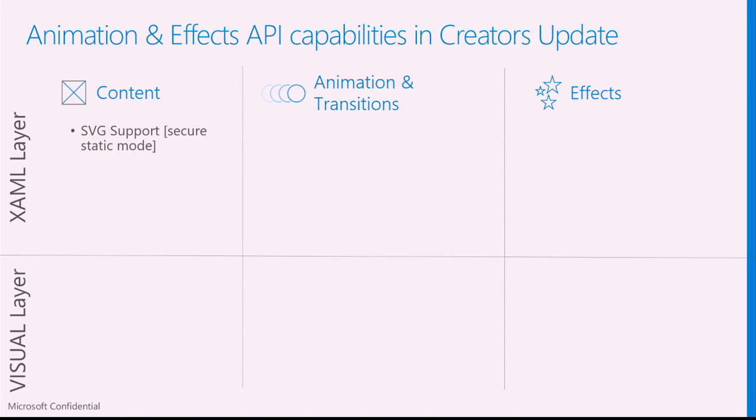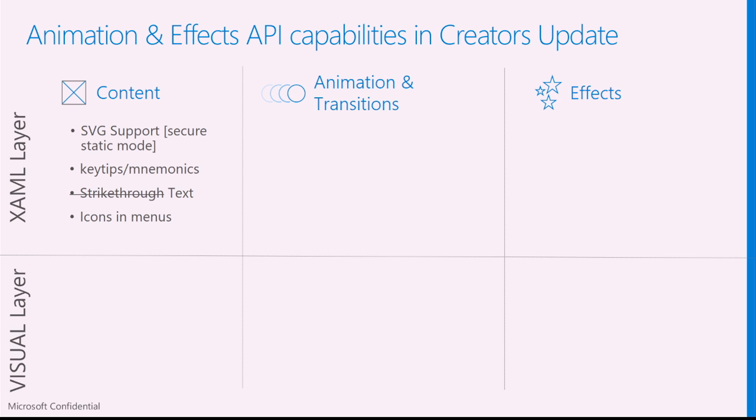And when we talk about these investments, we think about them in three buckets, really. Firstly, the content, the types of content we support. What are some of the animations and transitions that we enable? And finally, the effects. So starting off with content, I think this one, David, you probably agree, we've heard loud and clear from customers that bringing SVG to the XAML platform is something that we wanted for a long time. And the good news is it's here now in the Windows Creators Update. And I'll show you a demo of that in a sec.